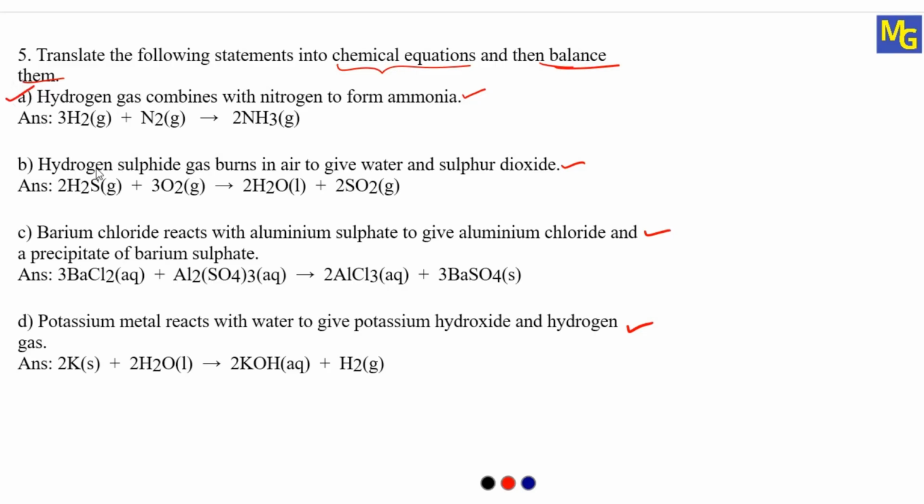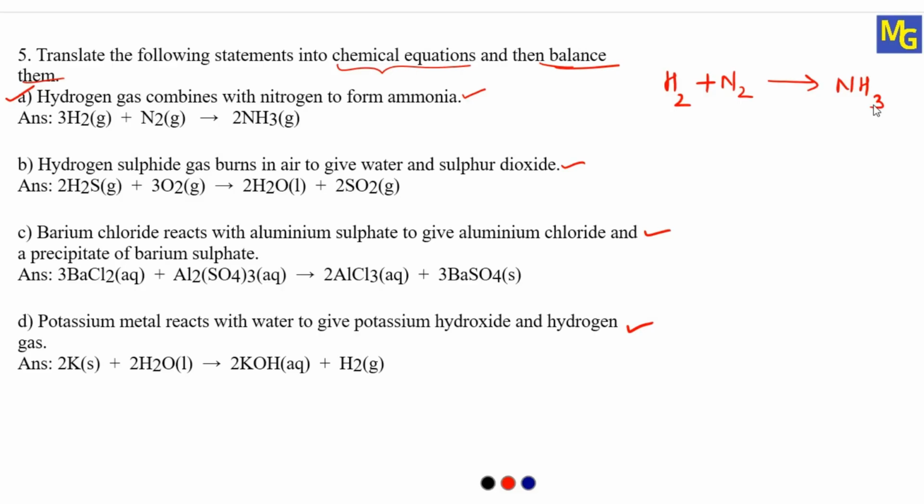So the first one is the statement: hydrogen gas combines with nitrogen to form ammonia. What is hydrogen? Hydrogen is H2. What is nitrogen? Nitrogen is N2. And what are we going to get? We are going to get ammonia. The formula of ammonia is NH3. So I wrote it here, NH3.